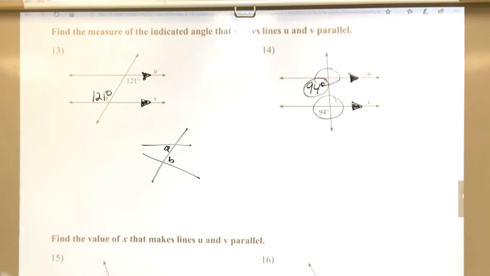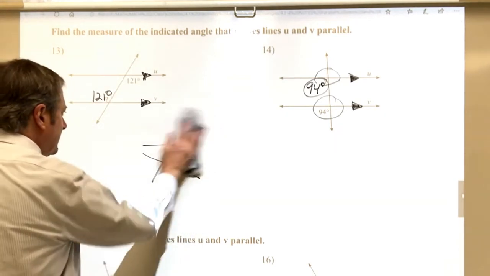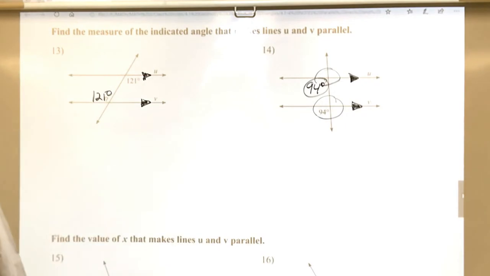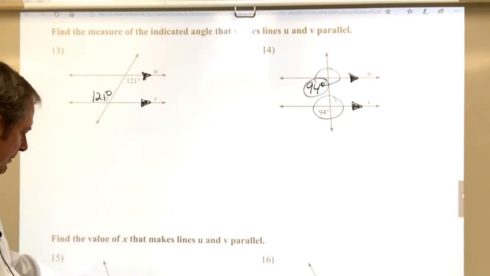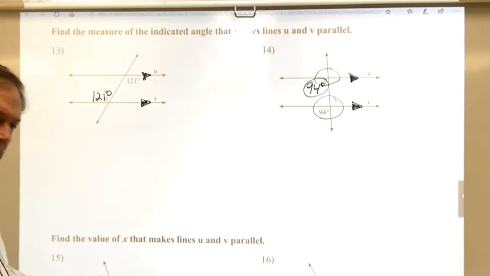Now, number 15 and 16, it's the same sort of deal. I'm going to do my writing up here so that you can see it on the screen a little more easily. These two are in corresponding locations. This is top left, that's top left in terms of that angle cluster and that one. So if this angle 70 is the same as here, in other words, if they're both 70 degrees, then yes, indeed, these two are parallel.